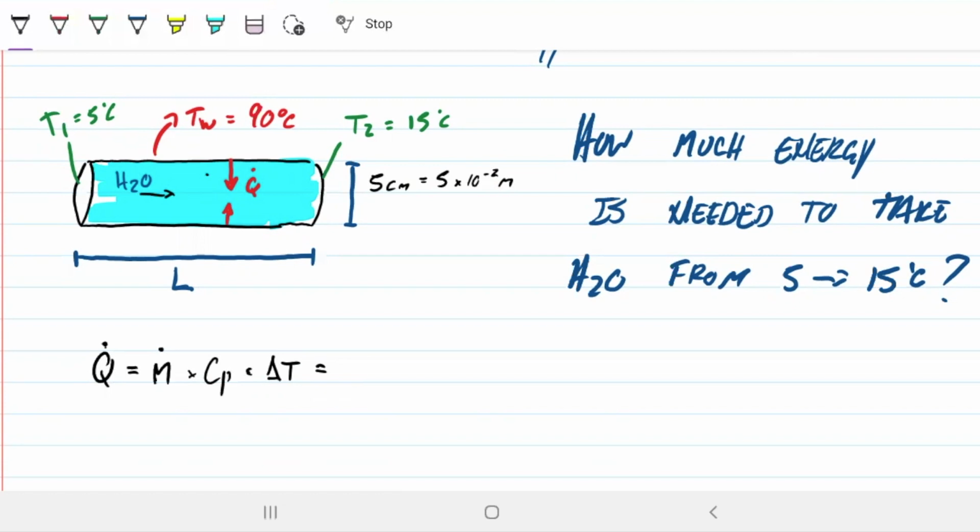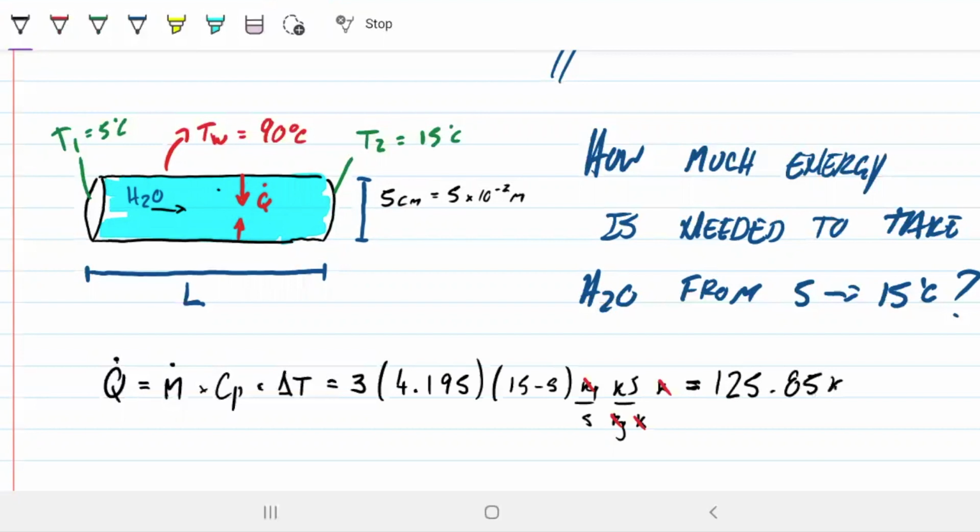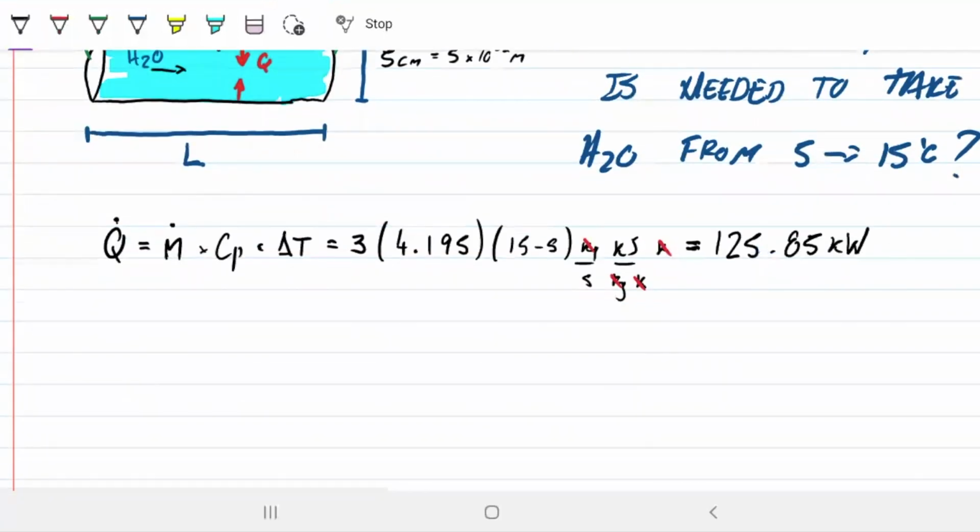3 times CP, 4.195, and delta T, 15 minus 5. Unit wise, kilograms per second, kilojoules per kilogram per Kelvin. I'm left with kilojoules per second, so I'm finding kilowatts here. We get 125.85 kilowatts. And the question, if you recall, is what is L?